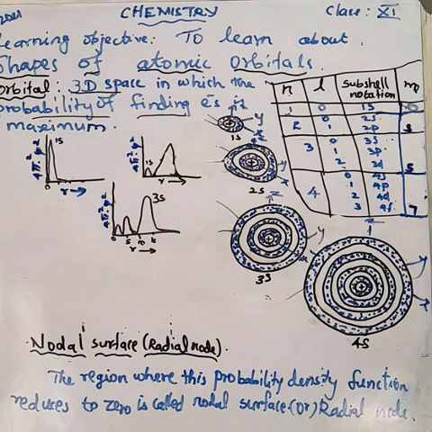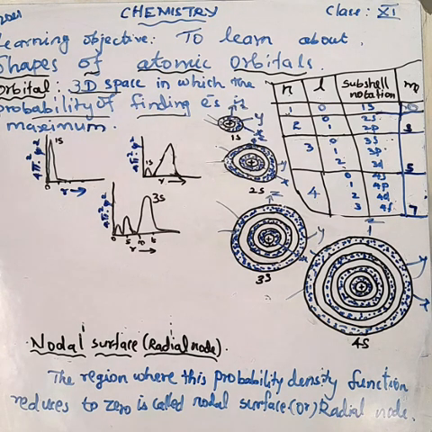Now we are going to study about the shape of the atomic orbitals. The atomic orbitals differ in shape. That is, the electrons they describe have different probability distributions around the nucleus. That is why different shapes of the orbitals are present.